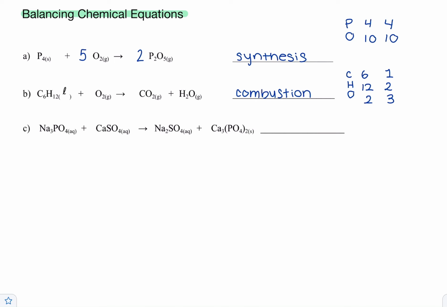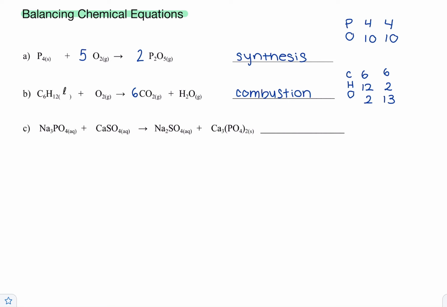So we'd start off with our carbons. Right now we have 6 on the left, and we only have 1 on the right. So I need to get that 1 to a 6. So to do that, I have to put a 6 in front of our CO2. I now have 6 carbons on the right, but I also affected the number of oxygen I have. So I have 6 here. And if we take a look at how many oxygen we have now, we have 12 and one more, so 13 oxygens.